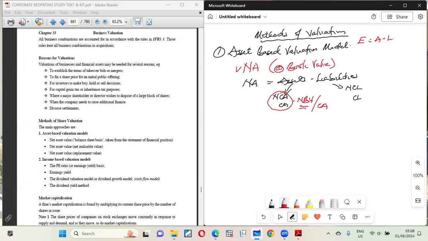Then we have a case where the question will also introduce the net realizable value. So we have net asset, but the focus of the asset is at realizable value. Net realizable value. We know this. What is net realizable value? Net realizable value is the fair value less what? Cost to sell. You know it. So the fair value less cost to sell.